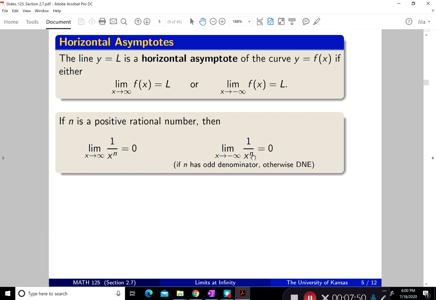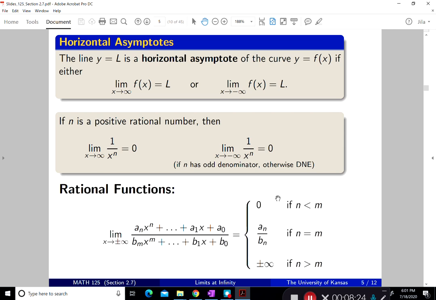If x goes to negative infinity, the exponent is only defined when the exponent has denominators that are odd. 2 over 1 is an acceptable one, for example, but let's say 3 over 2 is not an acceptable denominator for x to power. And so in that case also, the limit as x approaches negative infinity of 1 over x^n is going to be equal to 0. And this too helps us figure out a lot of rational functions.